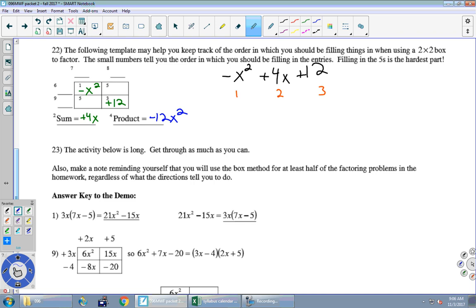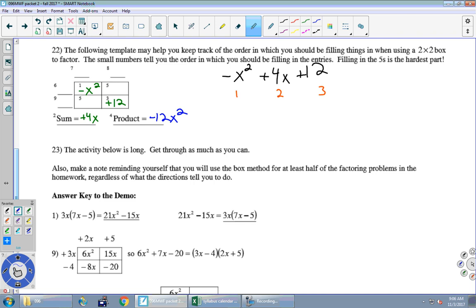Okay, what do you notice about 5? Anything special about the number 5 in the box? There's 2 of them, which means you are filling both of those things in simultaneously. This is the hardest part. The first 4 are all easy. It's just mechanical: you copy 3 of them down and you multiply, and that's the 4th one. That's really easy. Those 2 5s are the hardest part of this process.